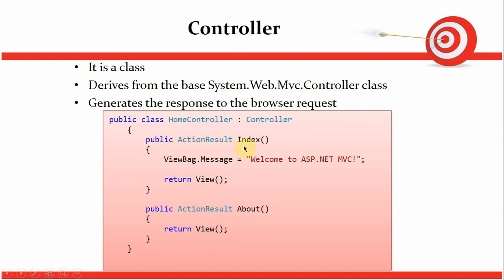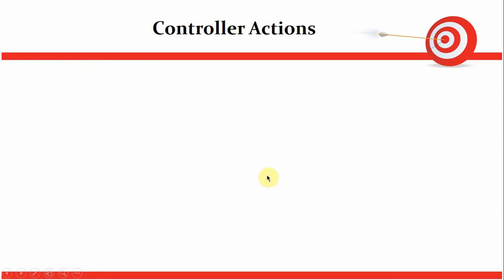In Index, when you call it, I put something inside the ViewBag and then return that view as the ActionResult. So when I call Index of my particular Home, what will be displayed to the user, I use a view to display this message: Welcome to ASP.NET MVC. And it goes on like this.